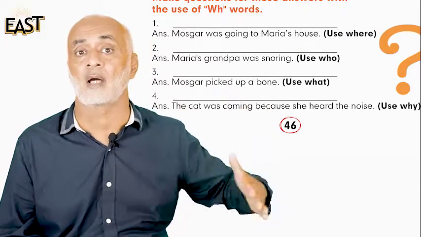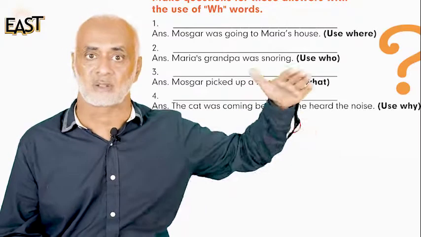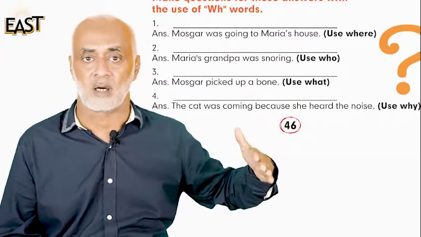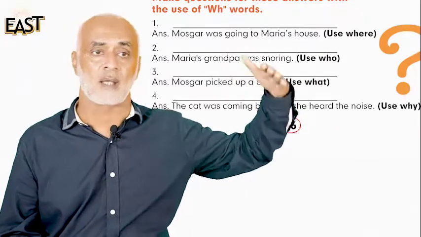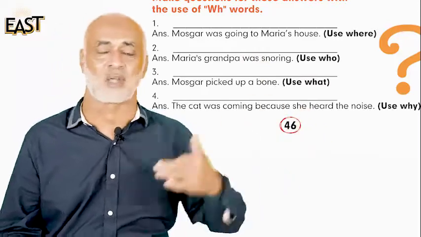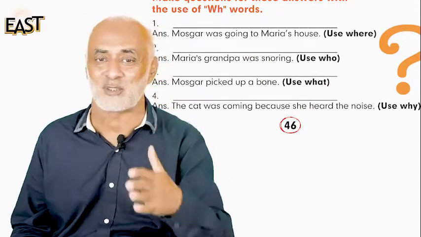Why cat was coming? Let's say together. Why cat was coming? Once more. Why cat was coming? Very good. Now let's do all these questions in your copy.